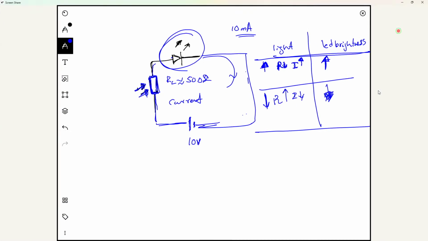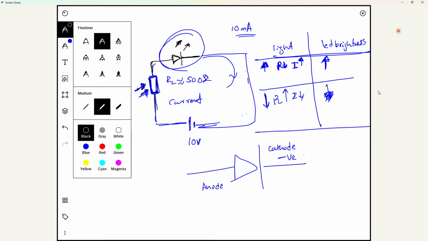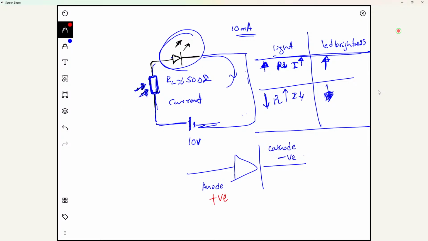So here, if you look at this symbol, right, this side is the cathode. Cathode means the negative side, right? Negative. And this is the anode, right? Anode will be positive. All right. So current always flows from positive to negative, okay? This way and this way, right?